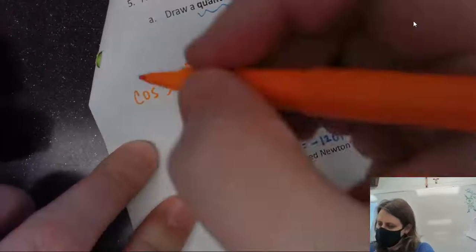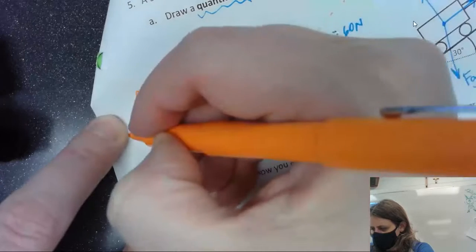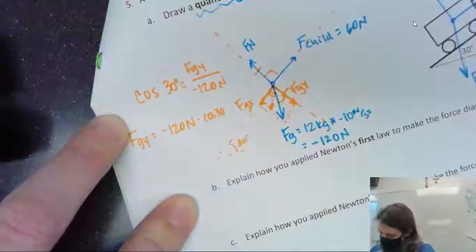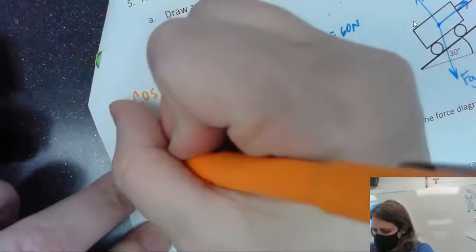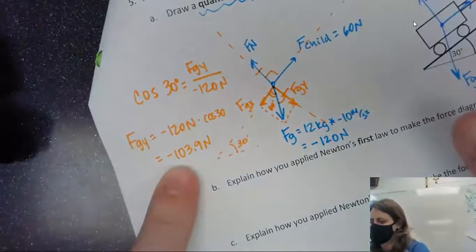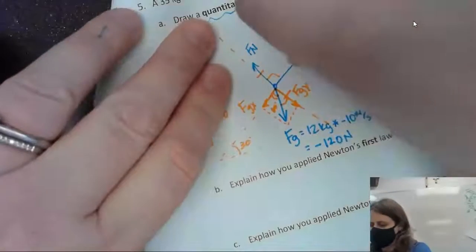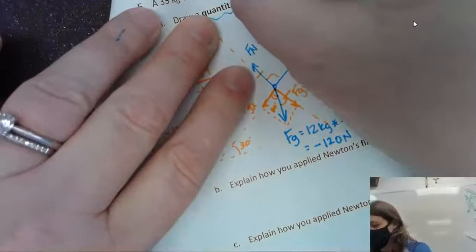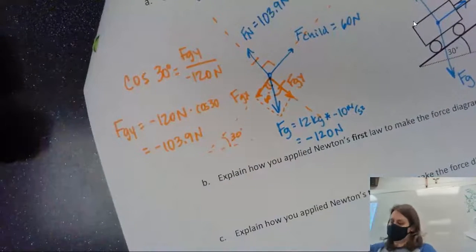So if I want to solve for FGY, I'm going to do minus 120 newtons times cosine of 30. So I got minus 103.9 newtons. Well, if FGY is minus 103.9, then I know that FN has to be positive 103.9 newtons. What did you guys do? Did you get that? 103.9.